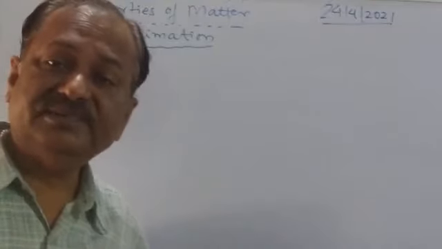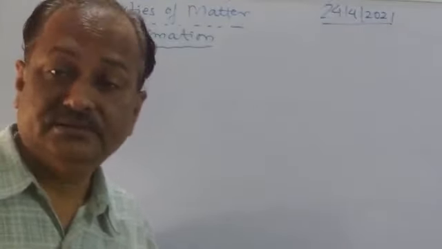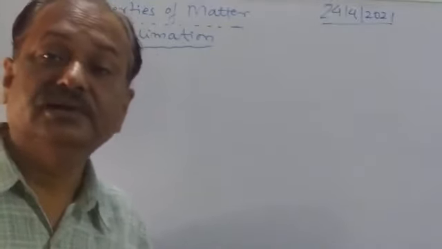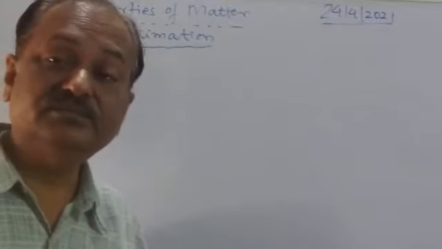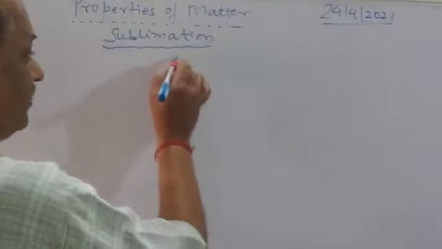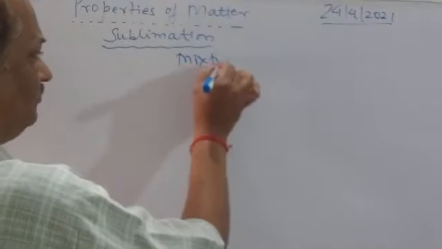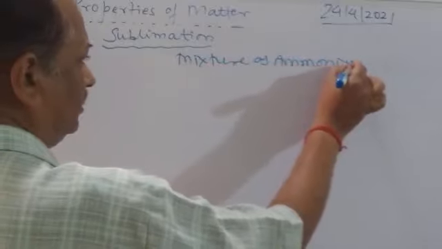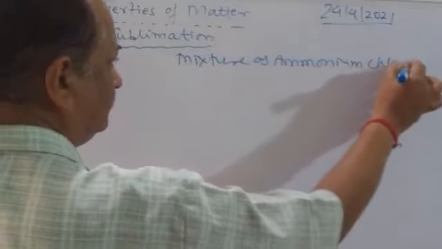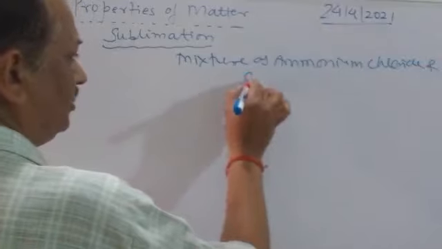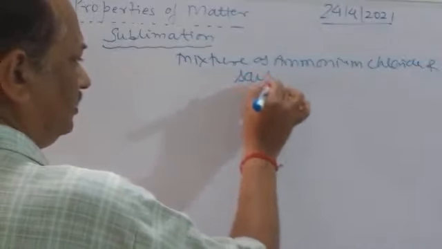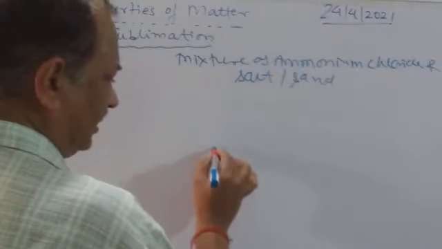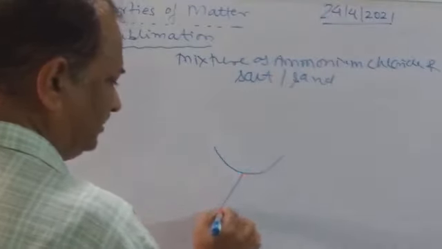The process of sublimation can be used to separate a mixture of solids, where some undergo sublimation and some do not. Like we take a mixture of ammonium chloride and salt or sand. And children, for this we take this type of experimental arrangement.